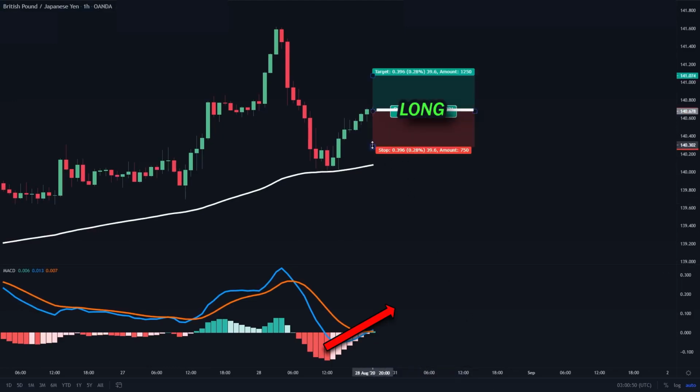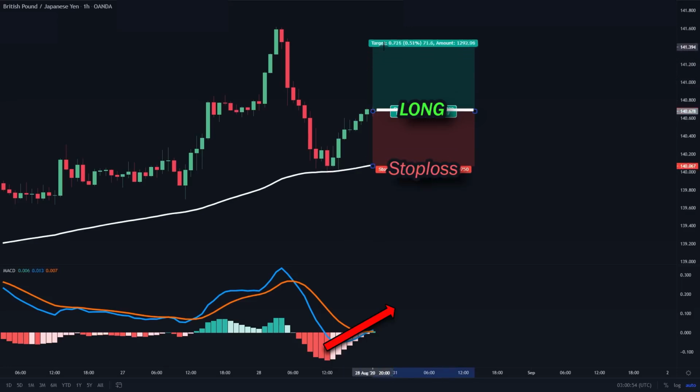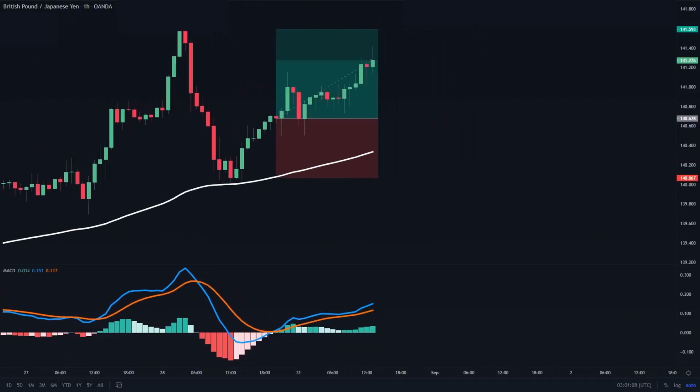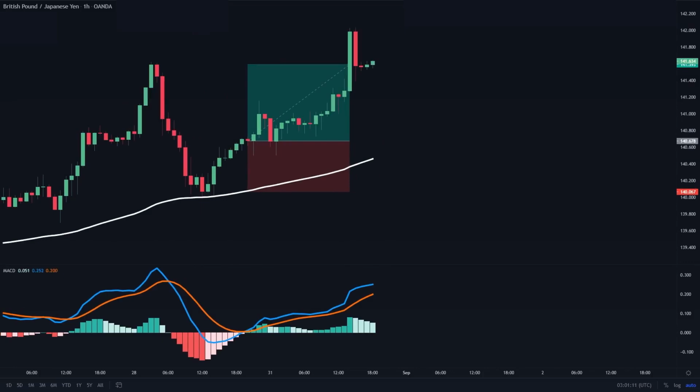For your exit strategy, place your stop loss at the nearest swing low and set your profit target at 1.5 times your stop loss. And as you can see, this trade ended up being profitable. So let's look at another example.